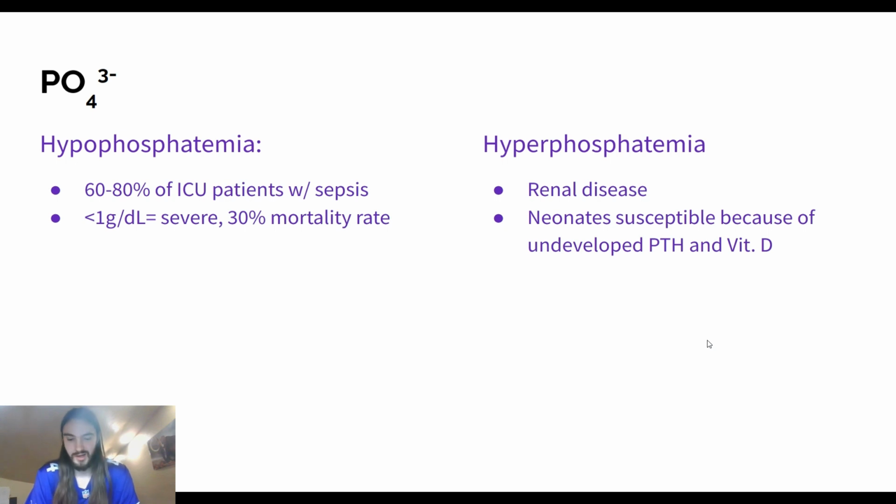Hyperphosphatemia is associated with renal disease, as are all of these electrolytes, except one. We'll get to that one. Neonates are particularly susceptible because of their undeveloped hormones, PTH and vitamin D.